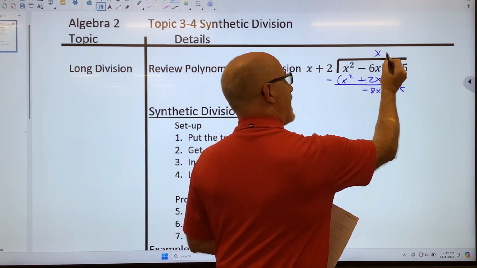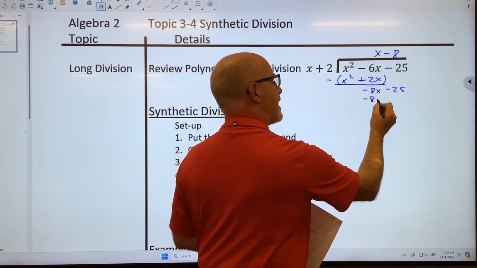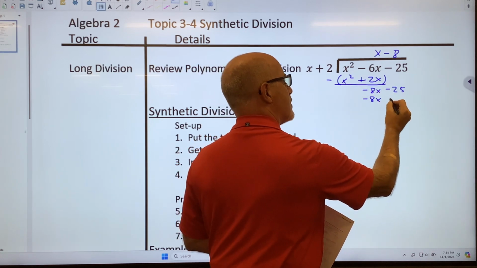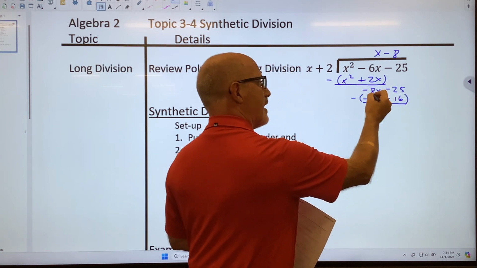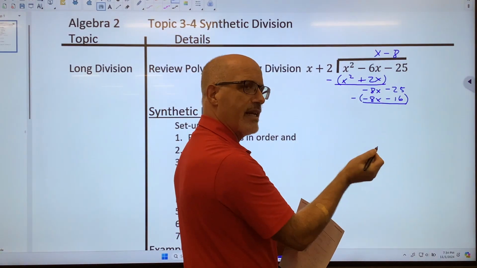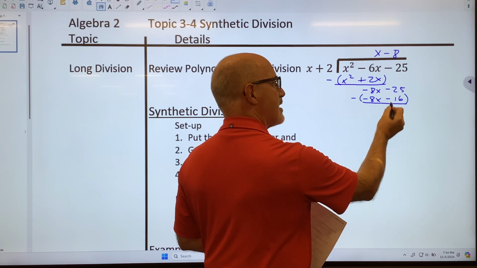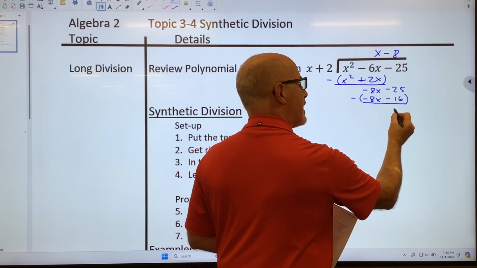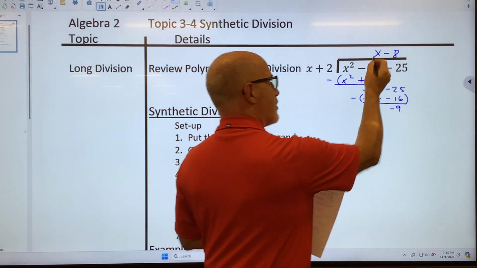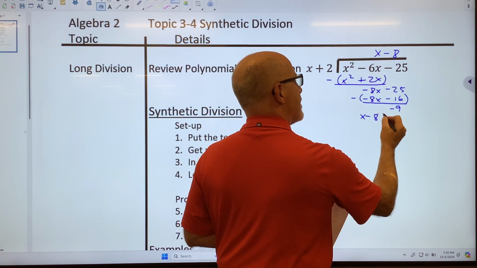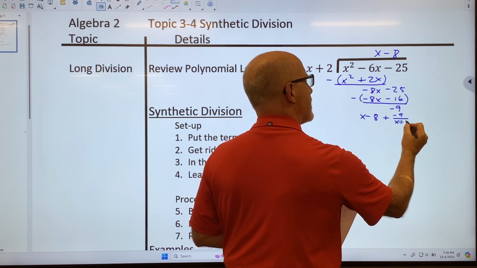x times negative 8 is equal to the negative 8x. So negative 8 times that is negative 8x. Negative 8 times positive 2 is negative 16. We're going to subtract. Negative 8x minus a negative is plus 8x. That's gone. So 0x, and negative 25 plus 16, because minus a negative. And so we get a negative 9 when we subtract those. So we get for an answer x minus 8 plus negative 9 over the divisor x plus 2.